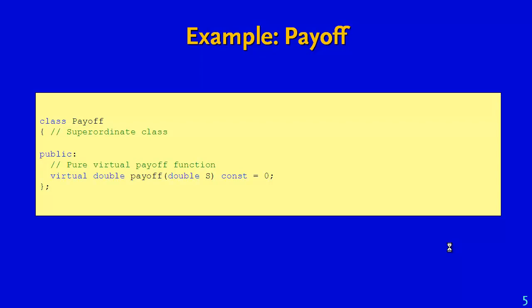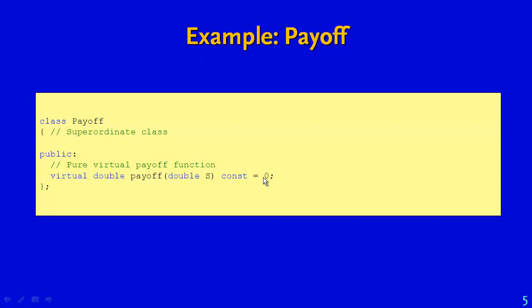My class payoff has a virtual function. You'll see why. It's got a payoff, so it's got a double S, so it's a one-factor model. S is your underlying stock, for example, and it's pure virtual. It's a const because it does not change the member data. It returns a double and it's virtual. We'll see in a moment why it's needed for the principle of substitutability. And it's equal to 0.